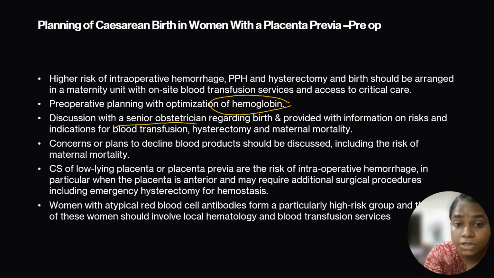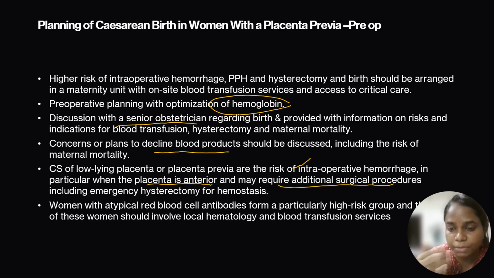If the patient declines blood products, then the high risk of maternal mortality should be explained. Okay, intraoperative hemorrhage, in particular if the placenta is anterior, may require additional surgical procedures, because while doing cesarean section, if the placenta is anterior, then that patient can land in emergency hysterectomy. Women with atypical red cell antibodies form a particularly high risk group and should involve local hematology and blood transfusion services.